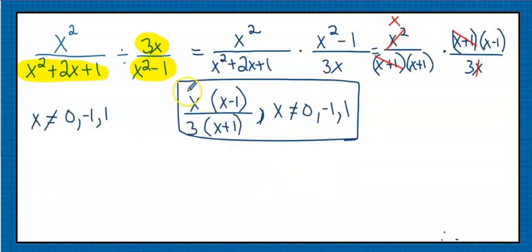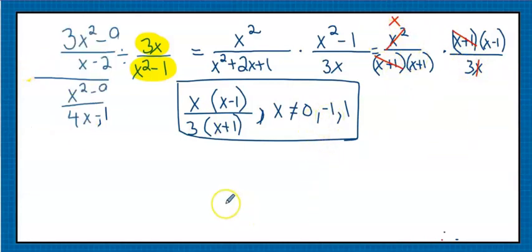Okay, so here's what I got. 3 times x minus 1 divided by 3 times x plus 1. X cannot equal 0, -1, or 1. I wanted to just point out that you could cancel out the x here and an x from this x squared. So I divided both of those by x, the 3x and the x squared. Okay, I have 2 more problems for you.